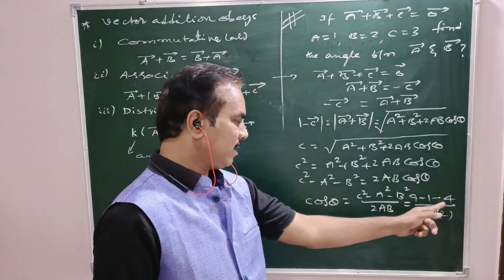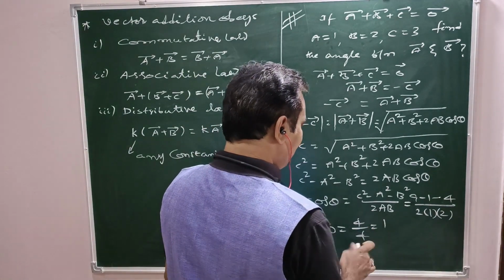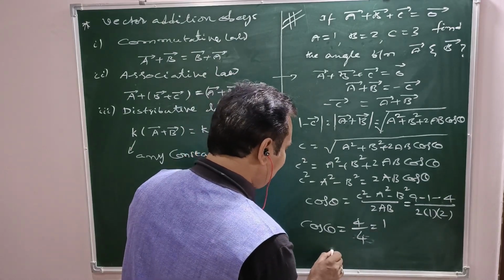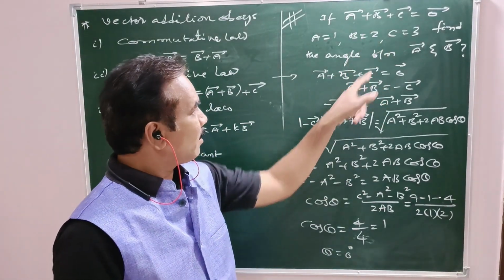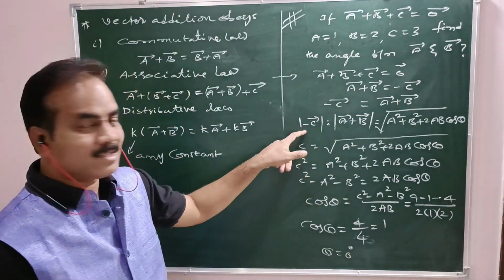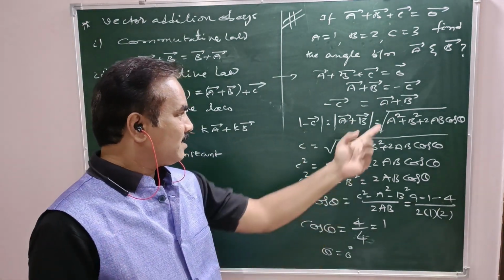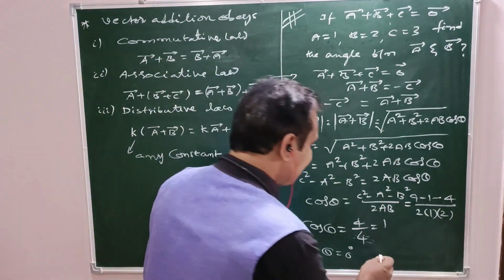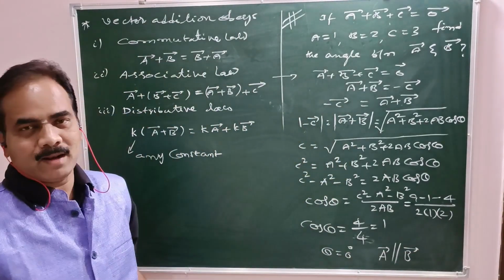So cos theta equals 9 minus 5, that is 4, divided by 2 into 2, that is 4. Cos theta equals 4 by 4, that is 1. Cos theta equals 1 means theta equals 0 degrees. Theta means the angle between A bar and B bar. Why? Because A bar plus B bar equals minus C bar, so we came across the magnitude of the resultant of A bar plus B bar. Theta 0 in the sense A and B are parallel to each other, that is A bar is parallel to B bar.